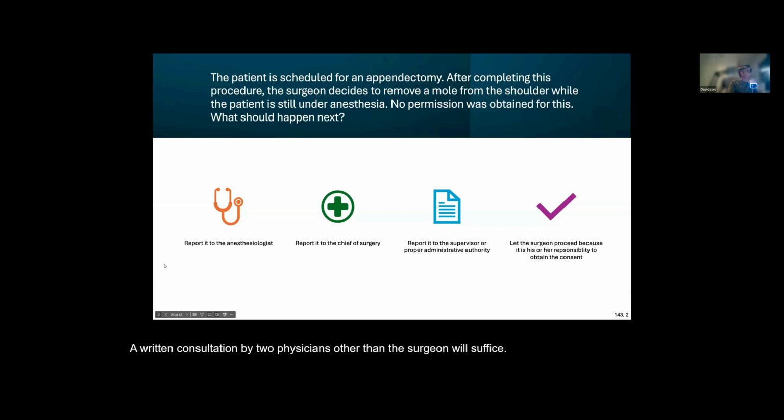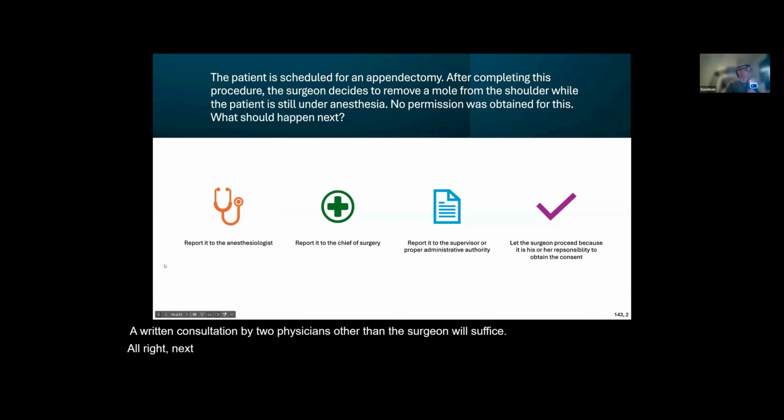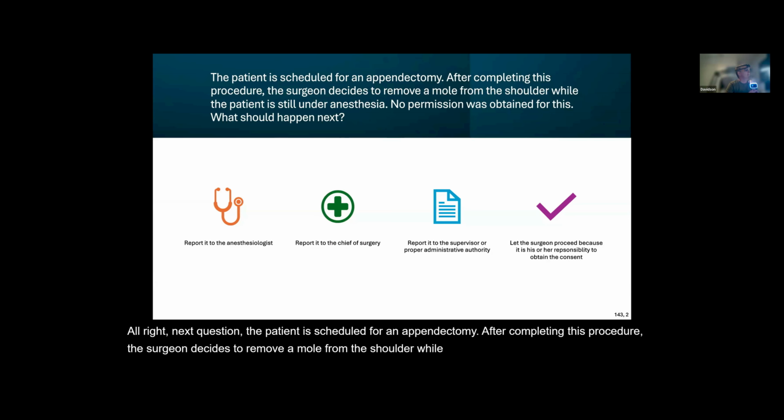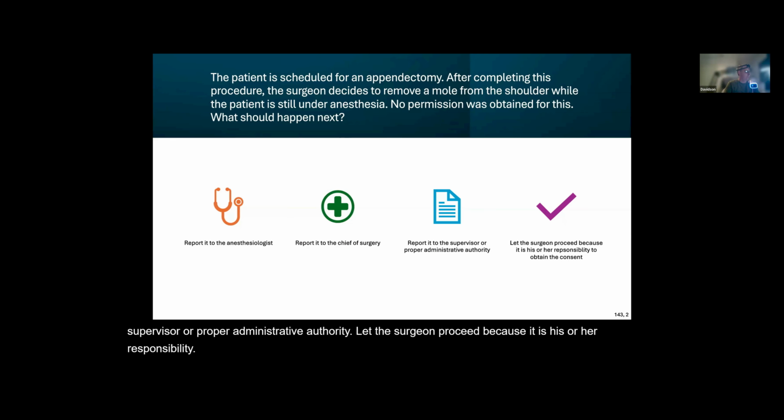All right. Next question. The patient is scheduled for an appendectomy. After completing this procedure, the surgeon decides to remove a mole from the shoulder while the patient is still under anesthesia. No permission was obtained for this. What should happen next? So, which one of these do you feel would happen next? You would report it to the anesthesiologist, report it to the chief of surgery, report it to the supervisor or proper administrative authority. Let the surgeon proceed because it is his or her responsibility to obtain the consent.